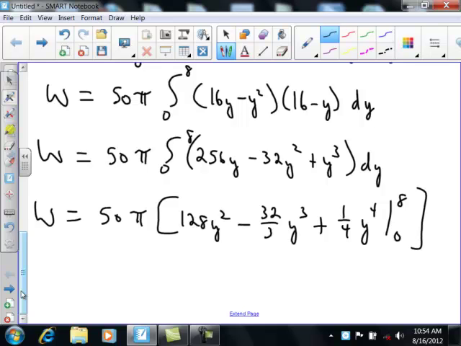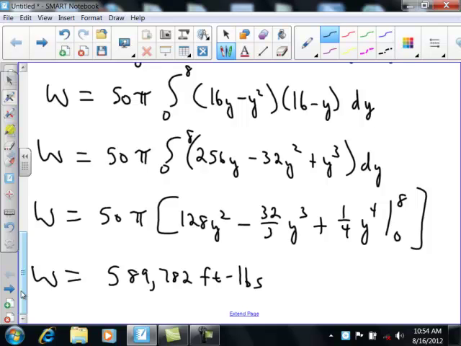Now it's nice at 0 because everything turns into 0. So if you plug in 8 everywhere you see y, multiply all that, and simplify it, what you get is that the work is, and I'm rounding here, approximately 589,782 foot-pounds. That is the work done. Again, I'll let you plug in the 8 and pull out your calculator and simplify that. That's the easiest way to deal with that. But that's not the hard part.